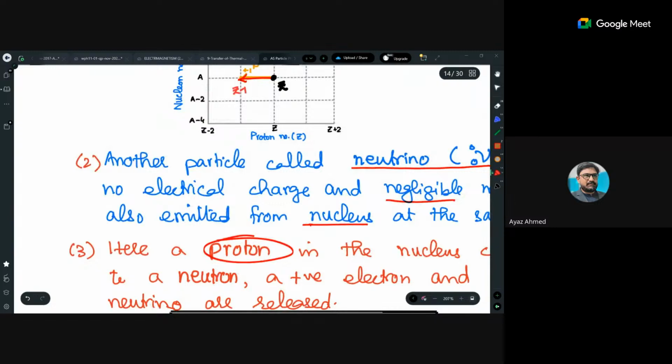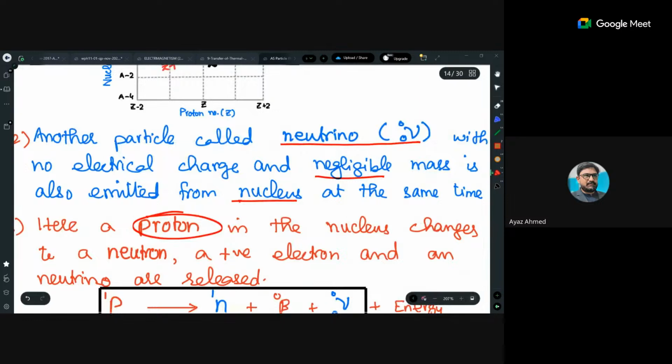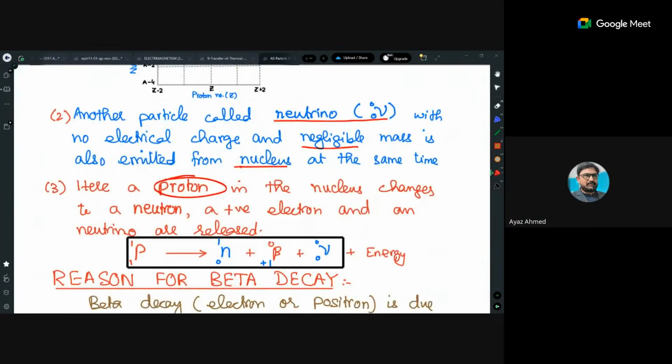Come to point 2 and point 3, they are equally important. Point 2 is clear: there is a neutrino with negligible mass and no charge. It is also coming out of the nucleus just to maintain the equilibrium. That's it, there is no other reason behind that.